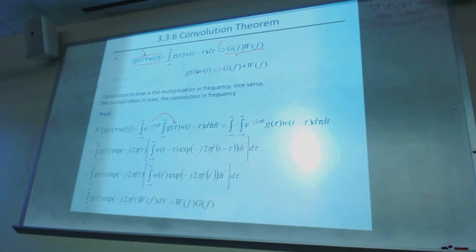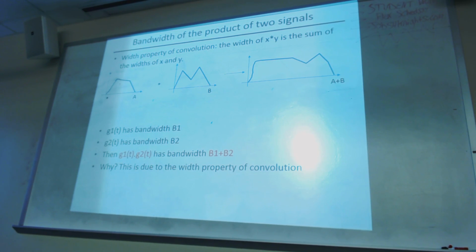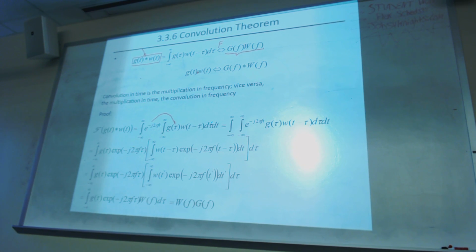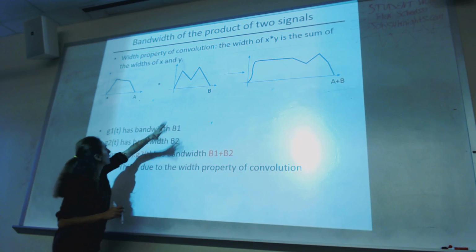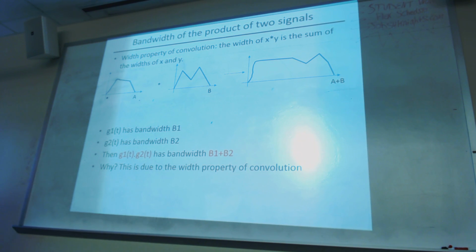The takeaway is this second property, convolution and the multiplication. So now that we are considering convolution, let's see some of the properties of convolution. If I have two signals, let's say this signal and this signal, if I convolve them, can anybody tell me what happens?